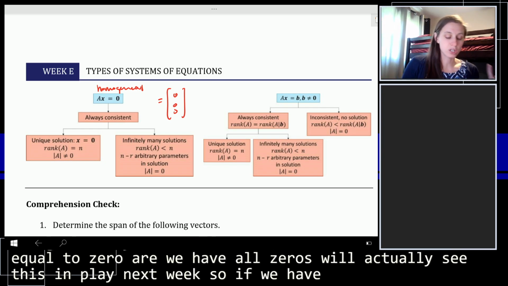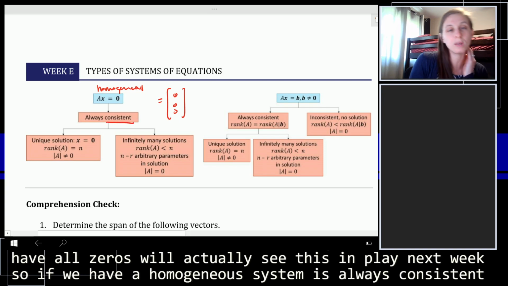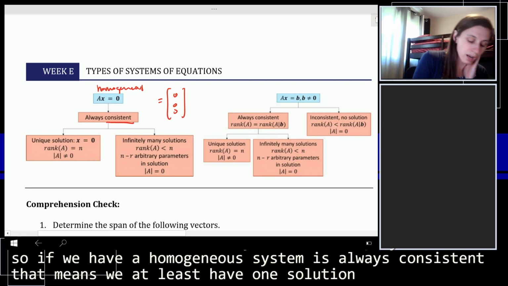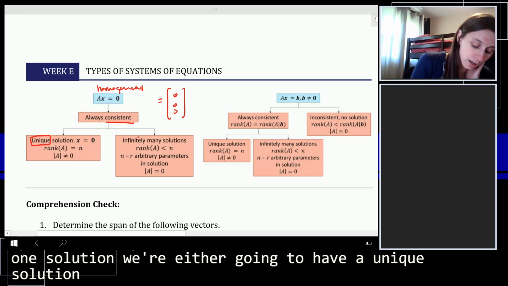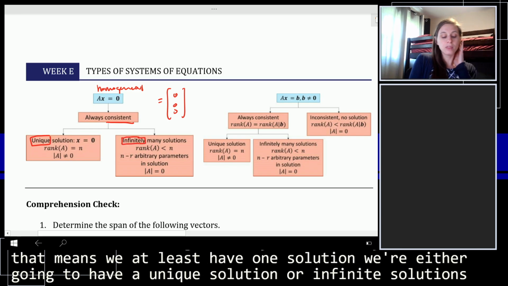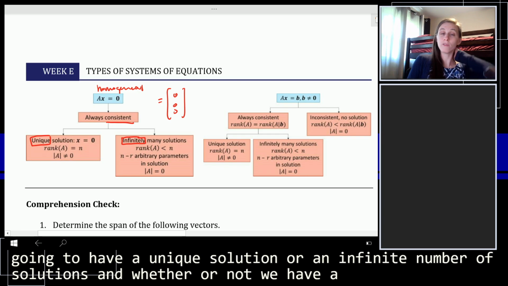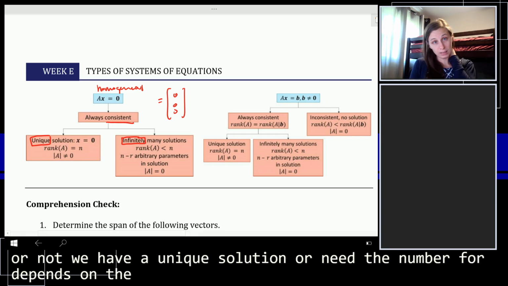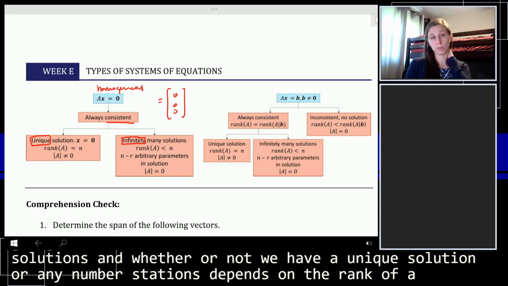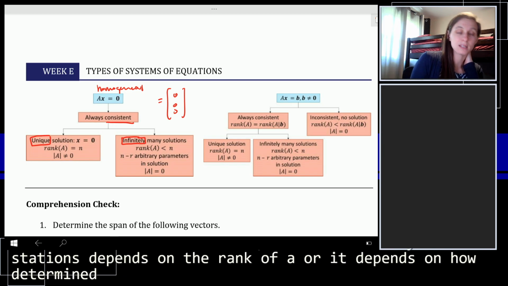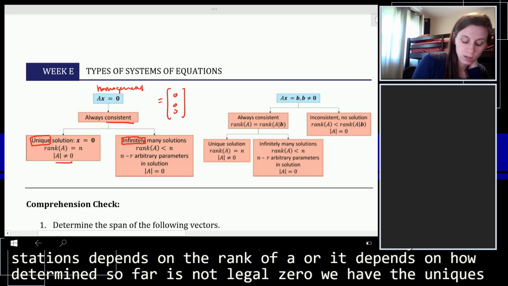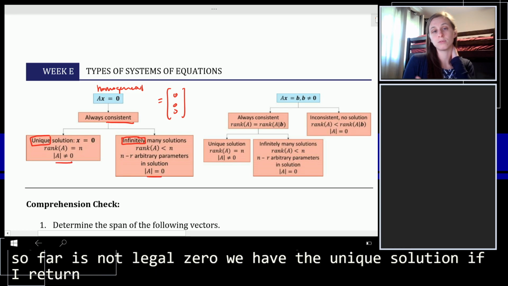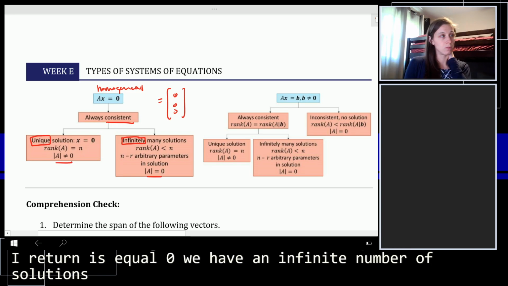So if we have a homogeneous system, it's always consistent. That means we at least have one solution. We're either going to have a unique solution or an infinite number of solutions. And whether or not we have a unique solution or an infinite number of solutions depends on the rank of A, or it depends on our determinant. So if our determinant is not equal to 0, we have the unique solution. If our determinant is equal to 0, we have an infinite number of solutions.